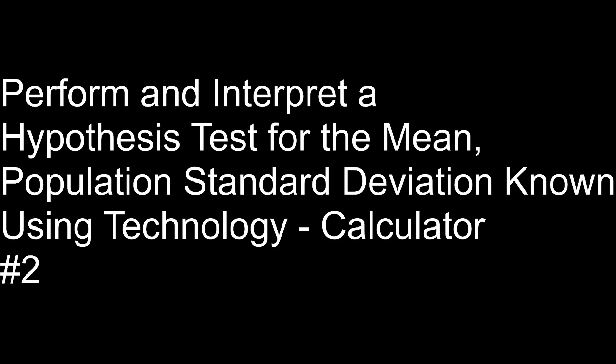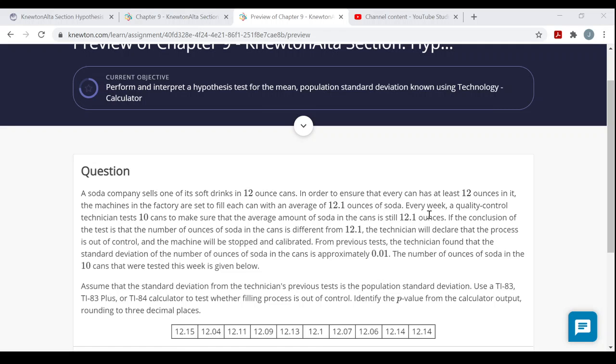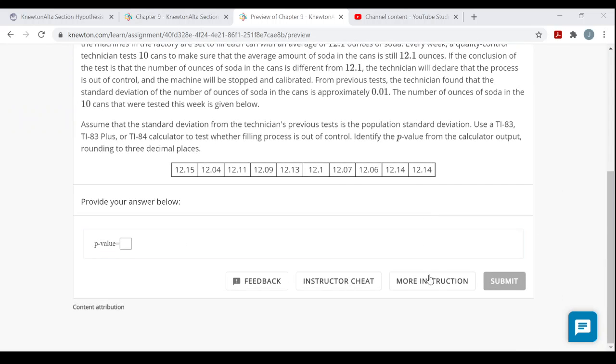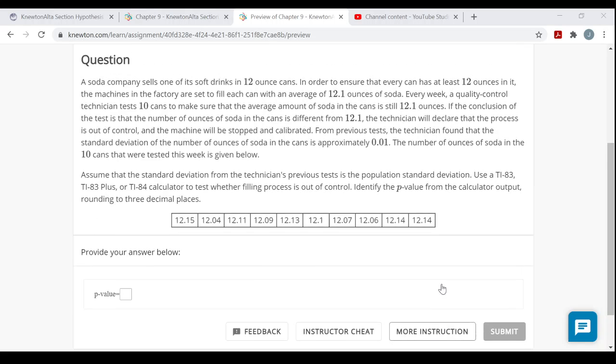This is also the second video on this objective that I'm working on for a question related to this objective in your Newton Alta homework. So hopefully you've watched the first one, and hopefully these help you out. Now, if you want to see how they're instructing you to use the calculator, click on more instruction, look at their instruction, their videos, their examples. Hopefully those help you out.